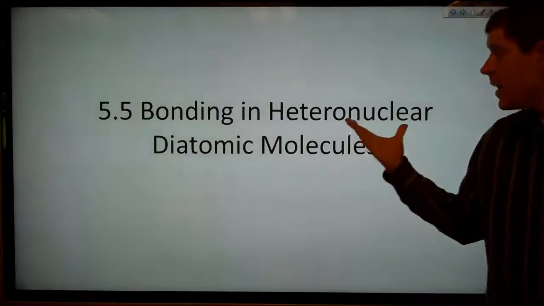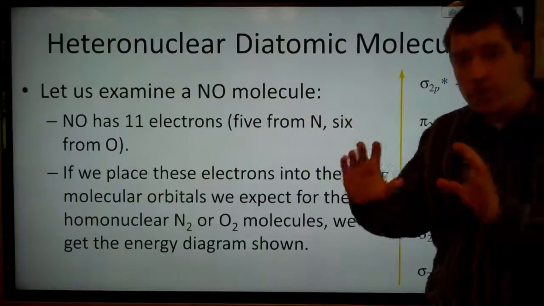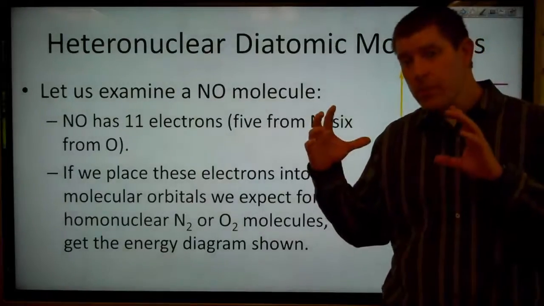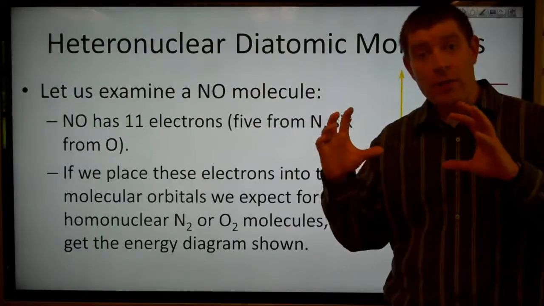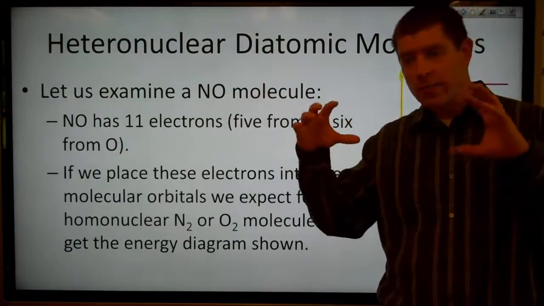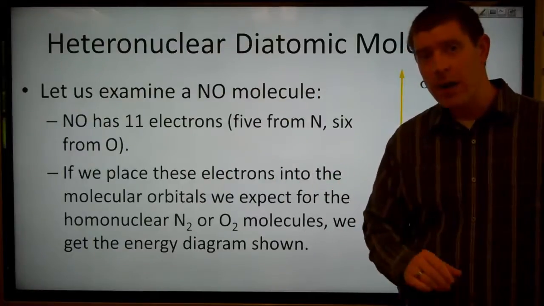Welcome to bonding in heteronuclear diatomic molecules. Here we still have a diatomic molecule, still only two atoms, but now the two atoms are not homonuclear; they don't have the same nucleus anymore. Now they have two different nuclei, two different elements bonded together. So now we're going to have a polar molecule.